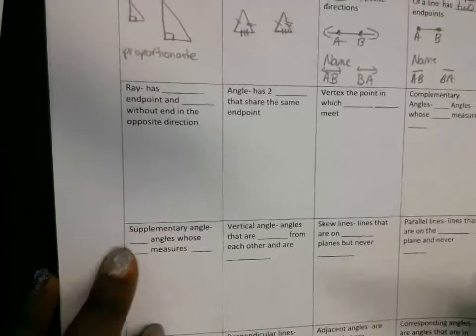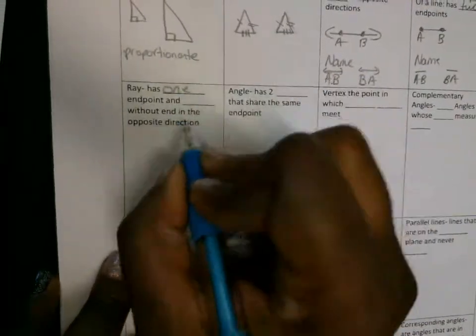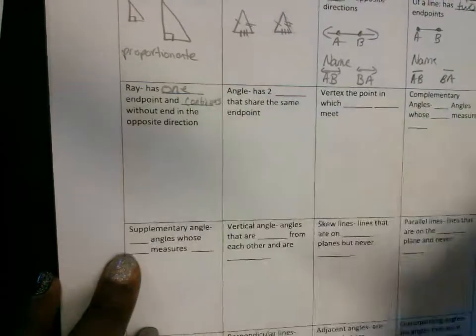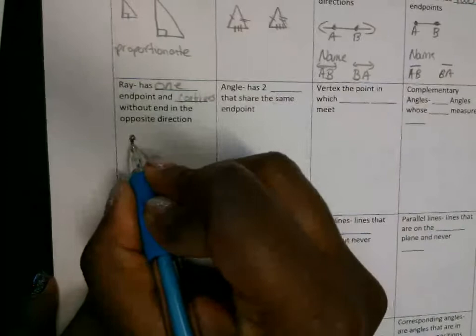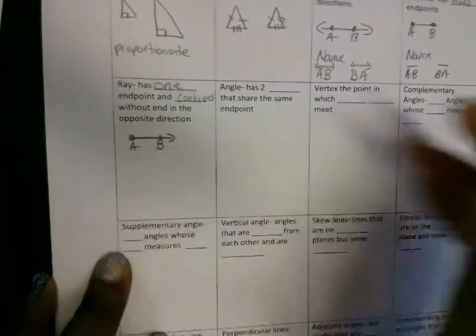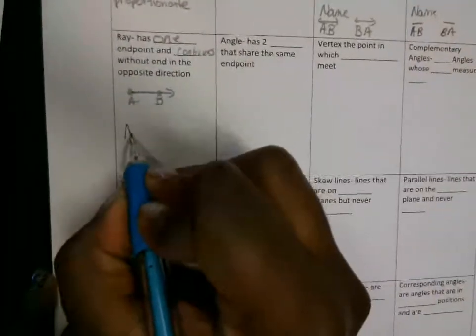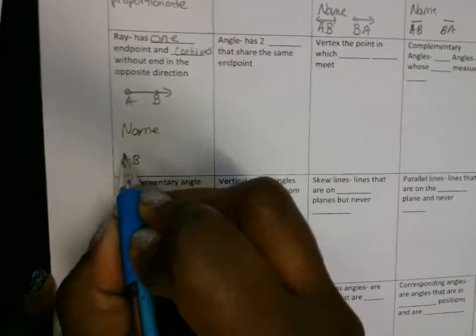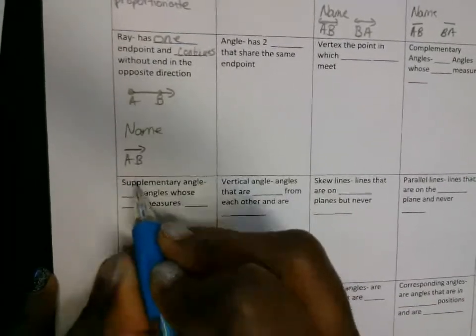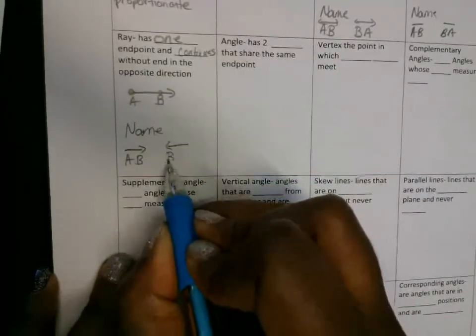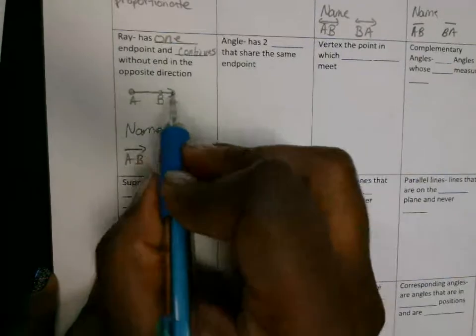A ray has one endpoint and continues without end in one direction. So this is what a ray looks like. This could be ray AB, and when you name it, the arrow is pointing towards the B. Or the arrow could be going this way, and this could be BA. Make sure the arrow is going in the right direction when you name it.